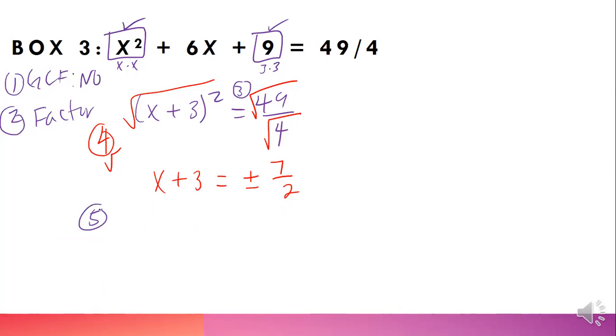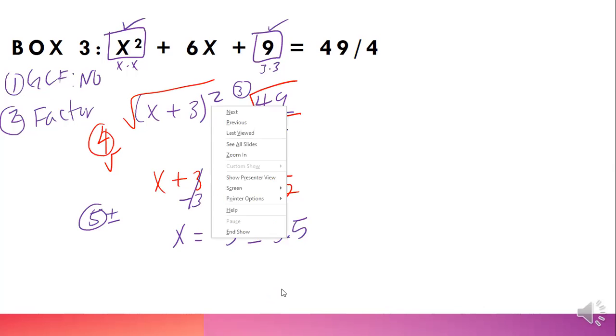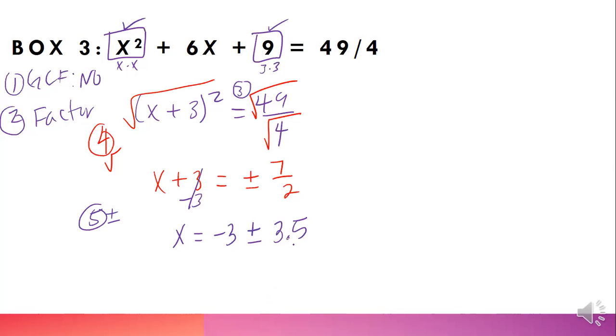Step 5 is to add or subtract. What am I doing to get x by itself? I'm subtracting 3 from both sides. So x equals -3 plus or minus 7/2. Is it okay if I write that as 3.5? Because 7 divided by 2 is 3.5.